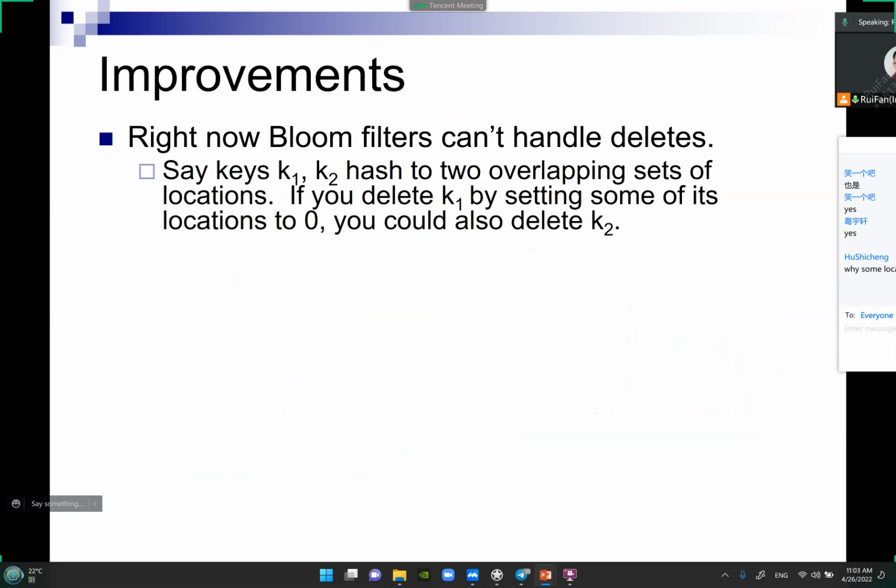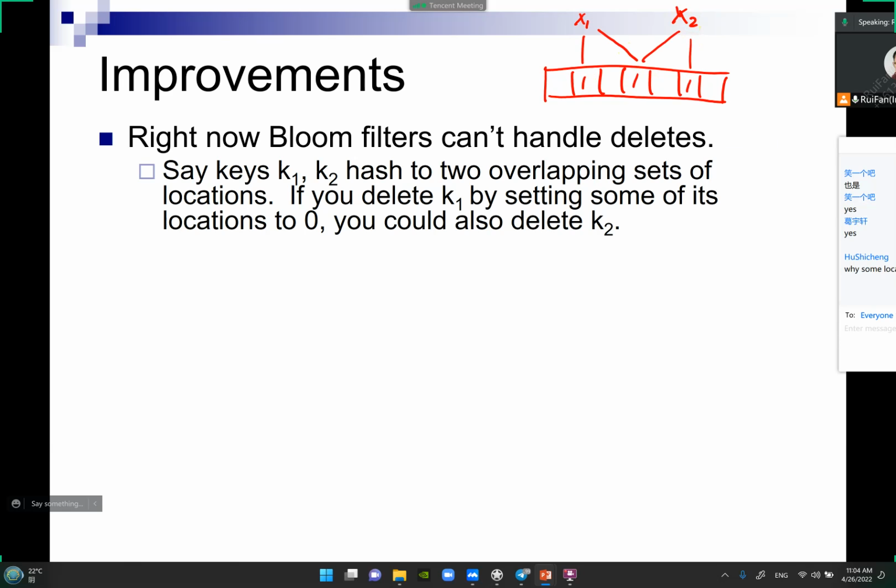Okay, so I'll just say a few more things about Bloom filters. The first thing is that right now our Bloom filter cannot handle delete operations. The reason that we can't do deletes is because, for example, suppose you have a Bloom filter like this, with a bunch of array locations. Suppose you inserted a key, let's say x1 here, and it goes to these two locations. And then let's say you have an x2, which goes to these two locations. Then what happens is that we're going to set all of these three locations to be ones.